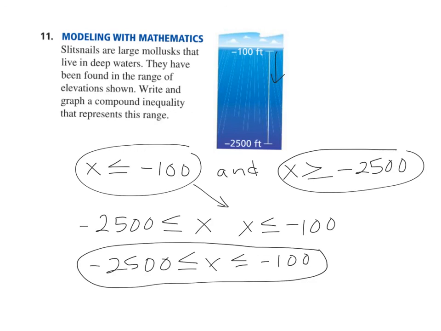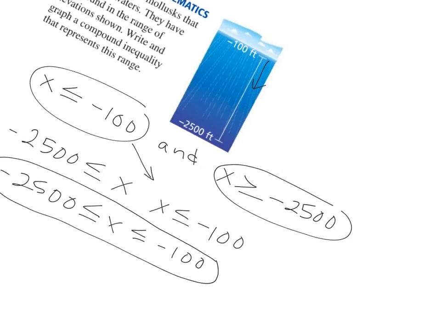The last thing that we need to do is they want us to make a graph. Well, the graph is kind of done for us. If I took this and I twisted it, this is basically what your graph is going to look like. It's going to look like a number line. Here you've got negative 100, and you would have a closed circle going to the left. And over here you'd have negative 2,500, and you'd have a closed circle, and the overlap would be everything in between.